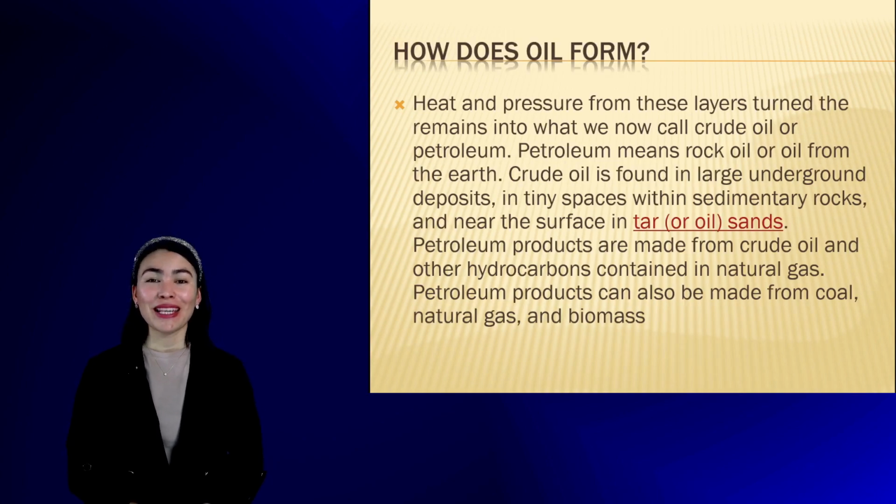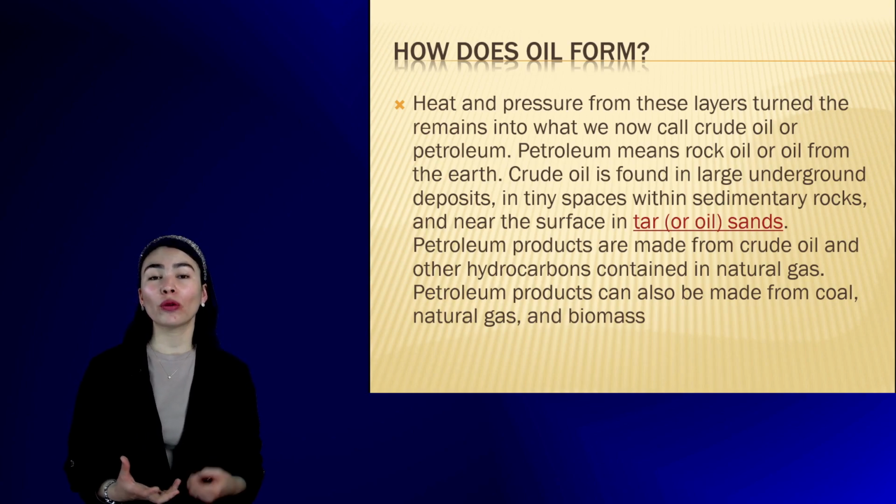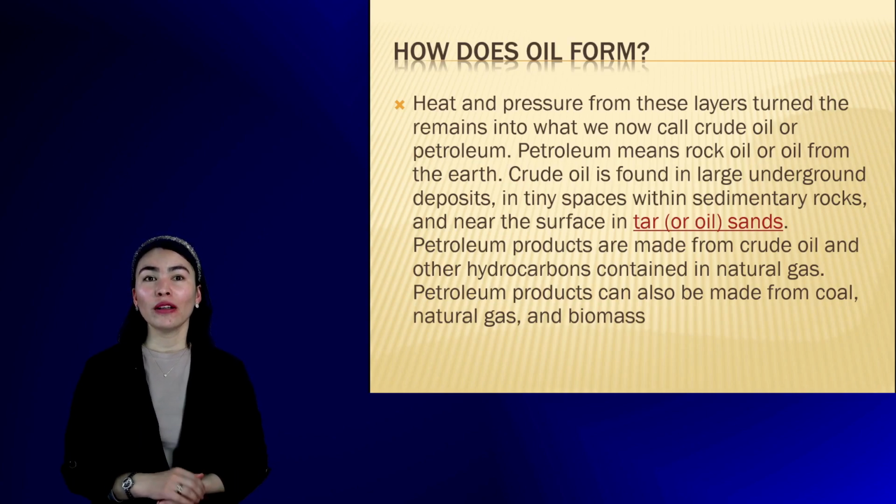How does oil form? Heat and pressure from these layers turned remains into what we now call crude oil or petroleum. Petroleum means rock oil from the earth. Crude oil is found in large underground deposits in tiny spaces within sedimentary rocks and near the surface in tar or oil sands. Petroleum products are made from crude oil and other hydrocarbons contained in natural gas. Petroleum products can also be made from coal, natural gas, and biomass.